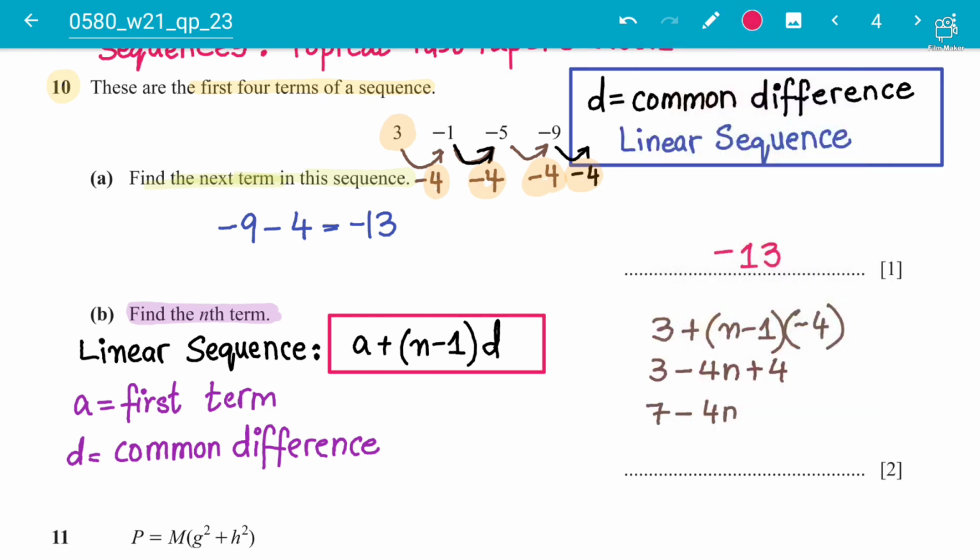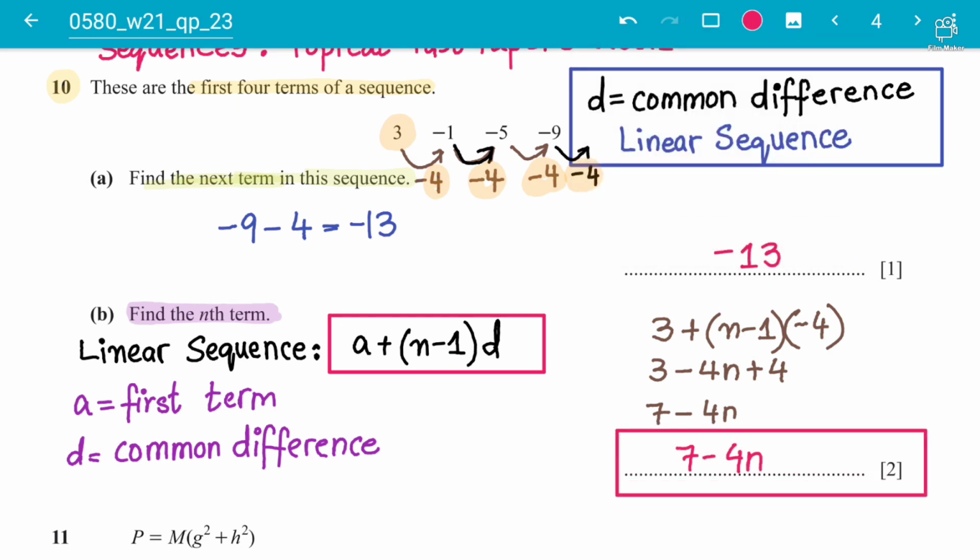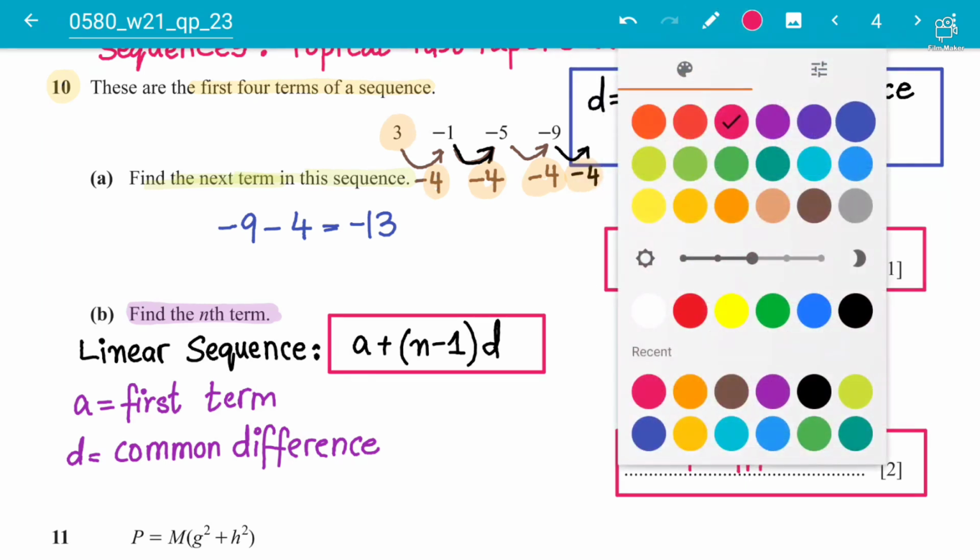Okay, students, hope everyone gets this. 7 minus 4n is the answer, and that is how you will get all 2 marks for this part as well. Make sure you understand that you can apply and check as well. This is the nth term formula. Just apply any term and you can check whether your answer is correct or not.